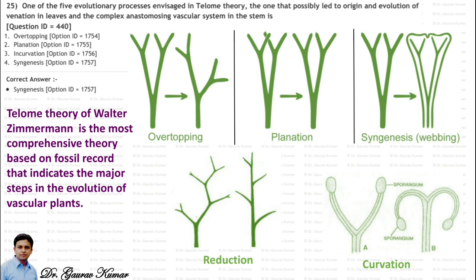So actually this sub-process is responsible for the formation of ventral position of the sporangia in the fern or Pteropsida leaf. So hope you understood that the webbing like phenomenon that is happening in the syngenesis was actually responsible for the origin and evolution of venation in the leaf, and the complex anastomosing vascular system evolved. This is represented by the syngenesis or webbing phenomenon in the telome theory.